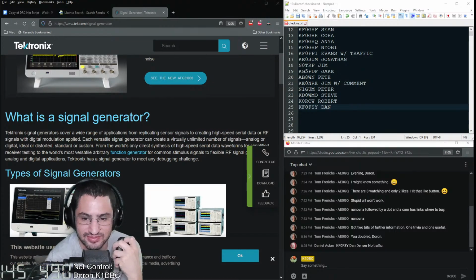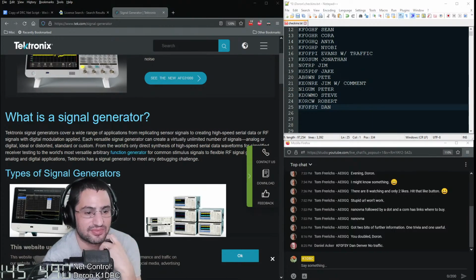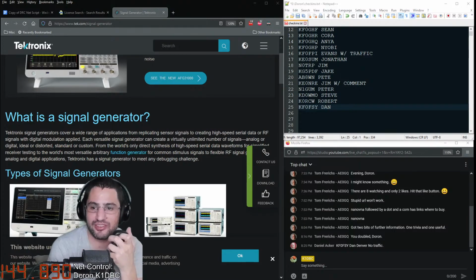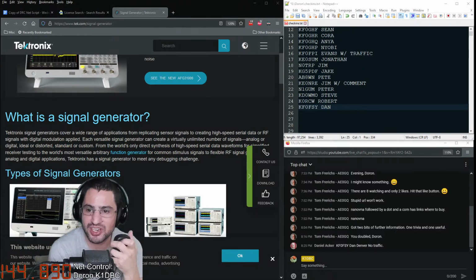KG5PDF with a comment. W0TX repeater. Yeah, KG5PDF, Jake, go ahead.